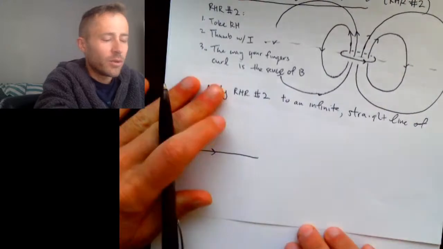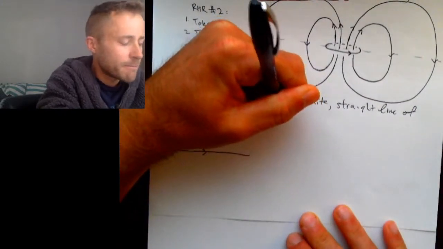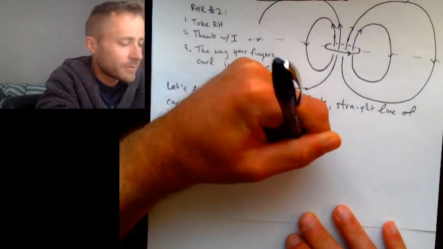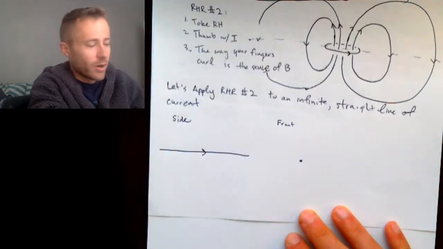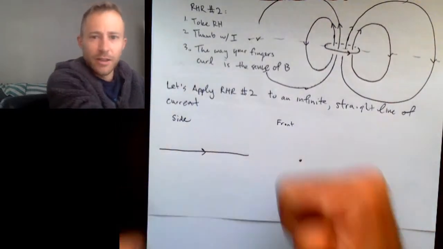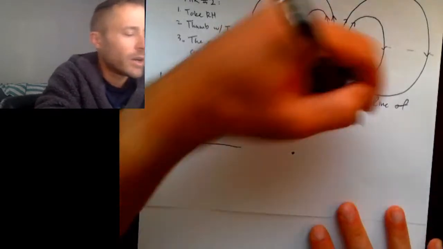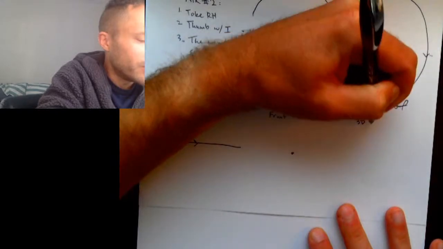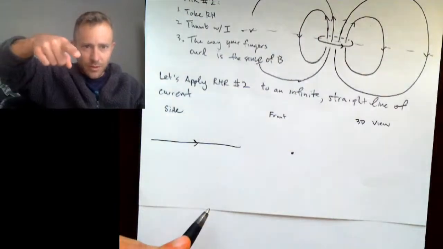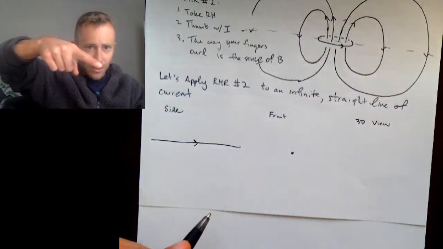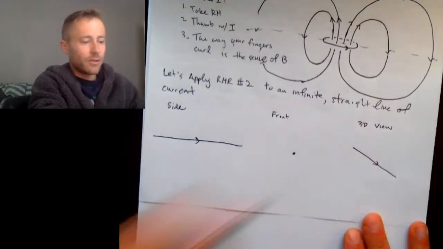I'm going to think about what it would look like from a front view. And I'm drawing the current as a dot to indicate that the current is coming directly out of the page towards the camera. Or I could think about it from a 3D view. So, it looks like this. Here's the line of current. It's going like that. All right, so there's the current.